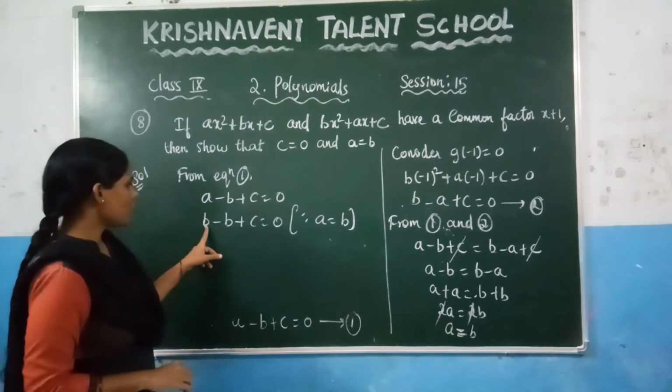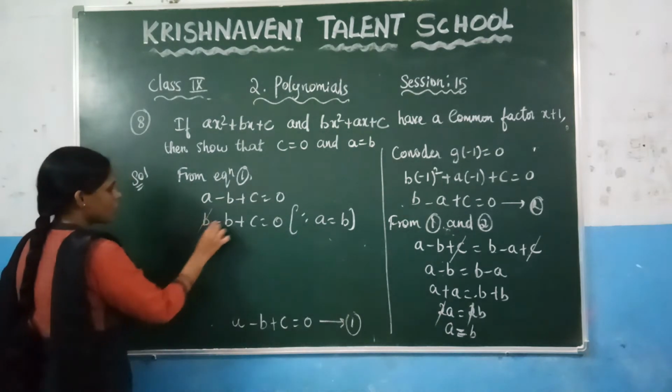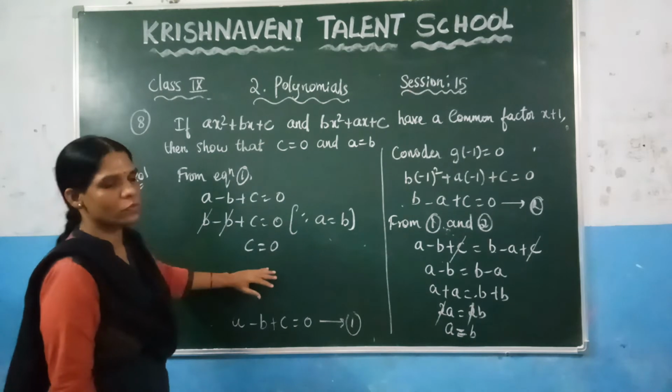And you know that b and b will get cancelled because b minus b is 0. So these two will get cancelled. What is left out here? C is equal to 0. That is what we need to prove here.